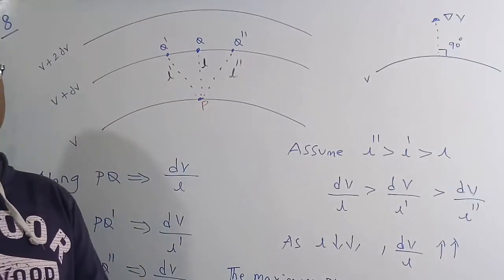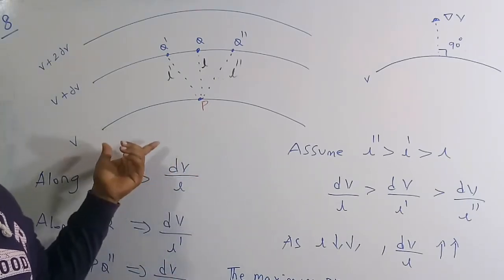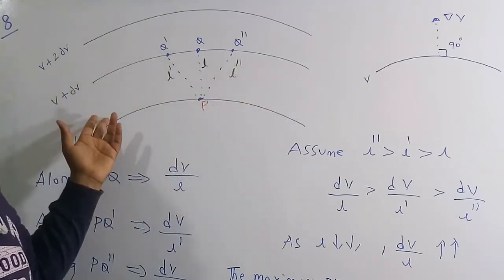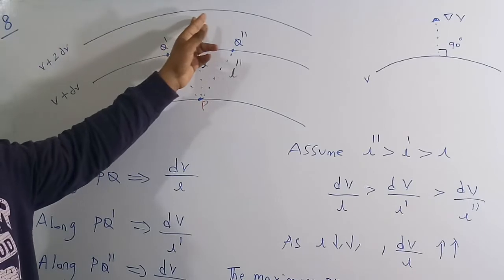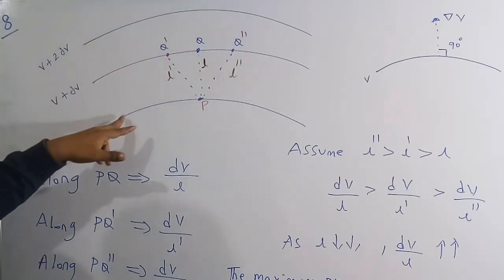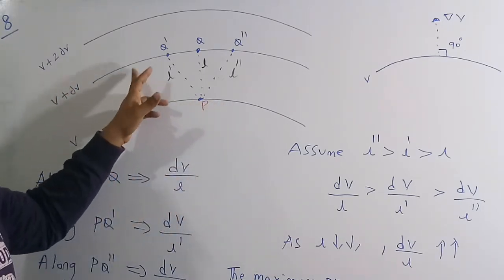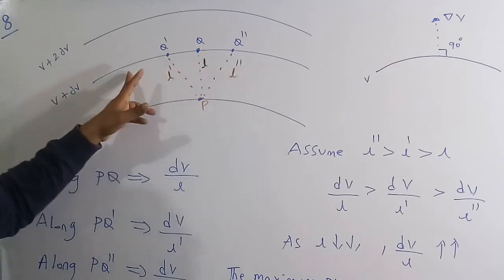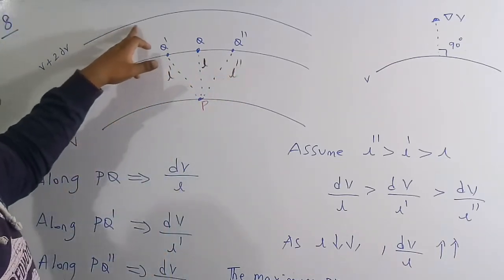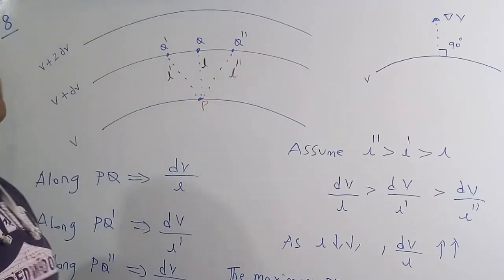So now let me tell you a small concept of the gradient. Suppose this is an equipotential surface of potential V. Suppose this is another equipotential surface of value V plus dV, and there is another equipotential surface of voltage V plus 2 dV. Means each and every point on this line will have the same potential, which is V, and similarly each and every point on this line is also going to have the same voltage, which is V plus dV, and each and every point on this line will have the same potential, which is V plus 2 dV.